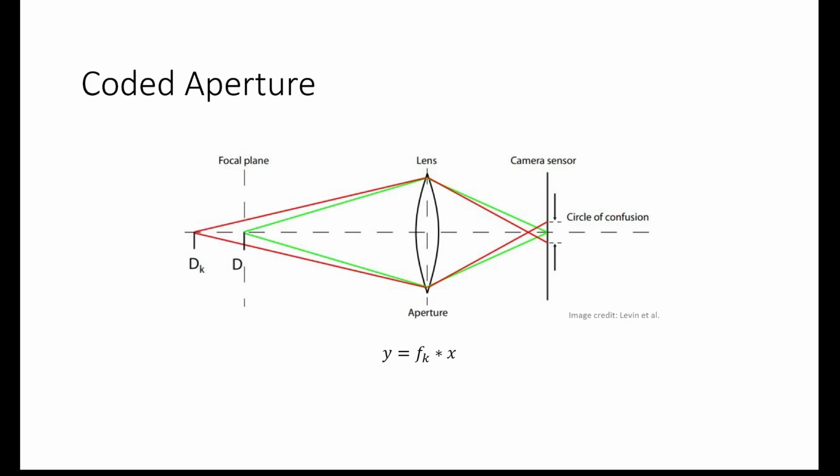The image formed by off-focus objects can be modeled as a convolution between the kernel fk and the sharp image x, where the kernel is dependent on the shape of the aperture and the distance k from the lens. Changing k often leads to the same kernel but scaled with different values.